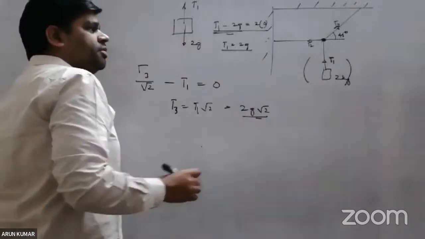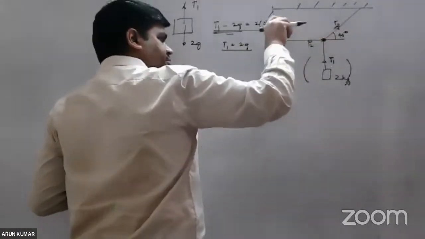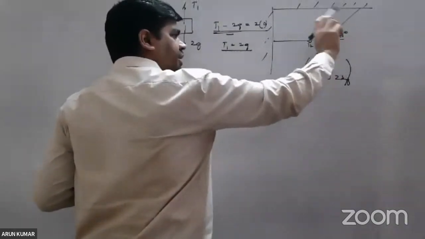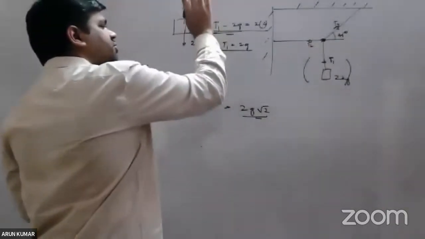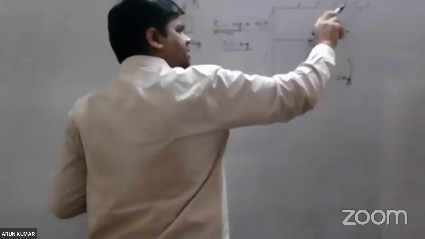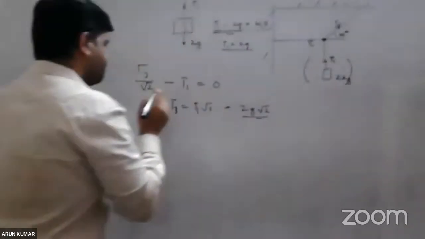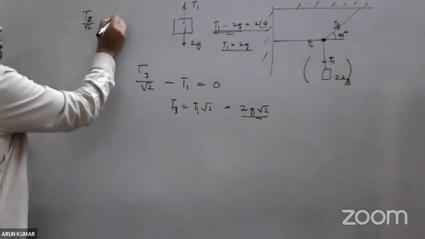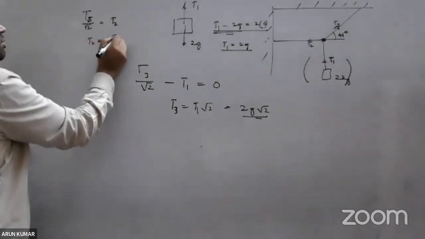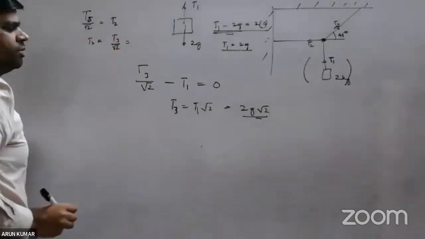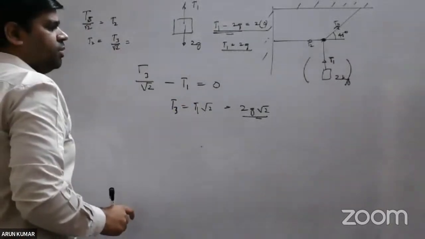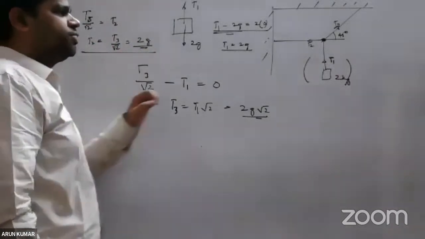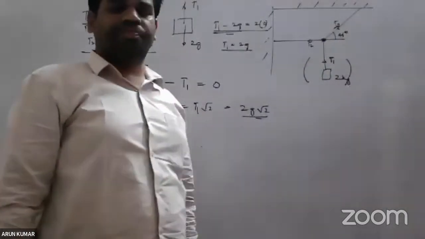Now how do I get T2? I'll take T3 component, horizontal component. T3 cos 45 should be equal to T2 because horizontally net force should be 0. All the rightward forces should be equal to leftward forces. All the upward forces should be equal to downward forces. So rightward forces, T3 cos 45 is T3 by root 2, should be equal to T2. So T2 is equal to T3 by root 2, and T3 is 2G root 2. So T2 is 2G. So T1 is 2G, T2 is 2G and T3 is 2G root 2.